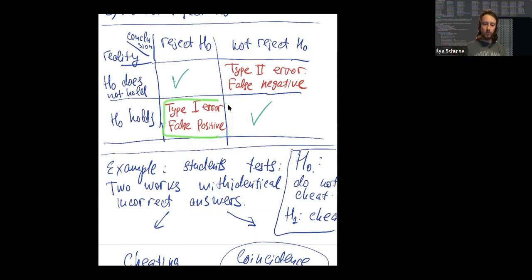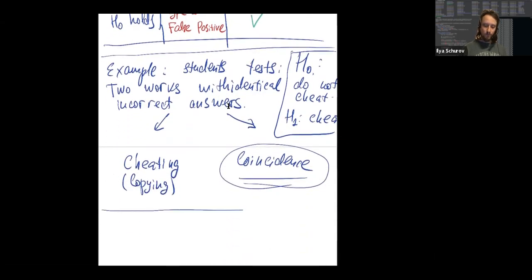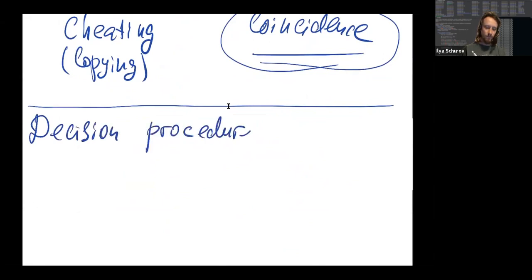And what we want to do is control the probability of this type one error. So we want to say that if the null hypothesis holds, we don't want to reject this null hypothesis too often. And this is how our decision procedure will be conducted. So the decision procedure should satisfy the following.